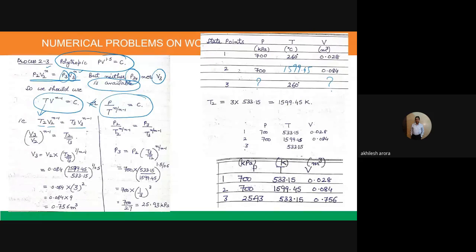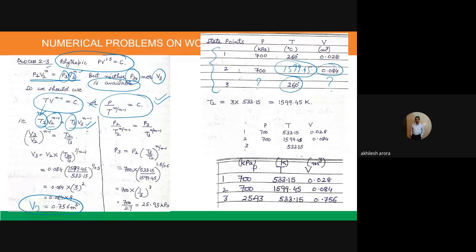Now you see the chart here. Am I available with T2? Yes, T2 is available to me. Am I available with T3? Yes. Am I available with V2? Yes, V2 is available to me. What about V3? V3 is unknown. So simple, I can calculate it from here. You just have to put the values here, and the value of V3 comes out to be 0.756 meter cube.